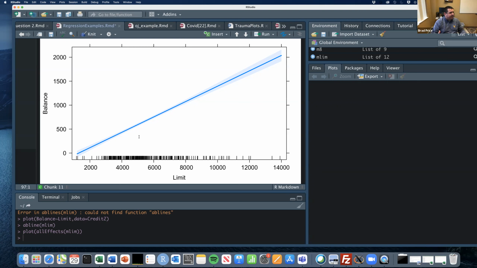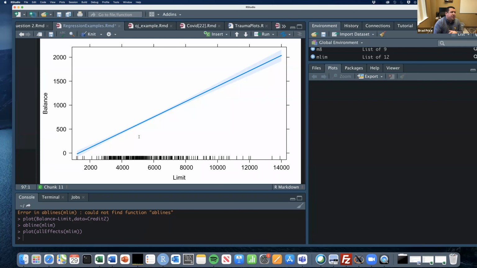You guys with me on that? So the major takeaway from this model is, look, for every dollar you increase limit, we expect balance to increase about 16.5 cents, given you keep a balance. You guys with me on that? So for people who keep balances, if we increase their limit by $1, we're expecting about a 16.5 cent increase on their balance. Everybody good with that?